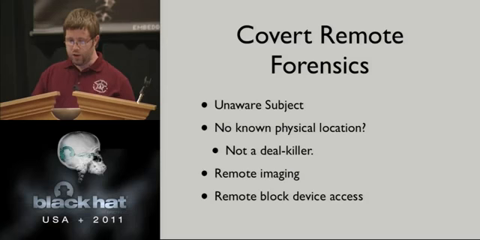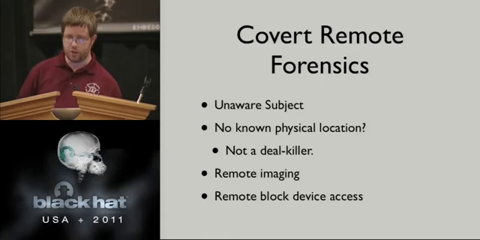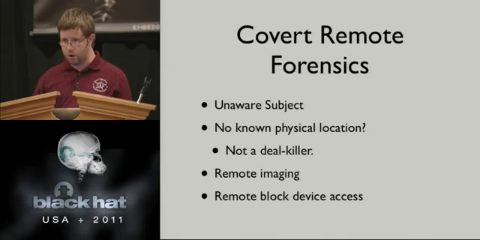So with the covert remote forensics, we're doing this with an unaware suspect. We can do this without knowing a physical location, and we can do it one of two ways. We can use a remote imaging type system where we're essentially hooking the remote hard drive up to a virtual write blocker. One of the things done in forensics right now is to take the suspect's hard drive out, hook it up with an IDE or SATA to USB adapter, and have that adapter be able to write block, because we don't want to change any of the information.